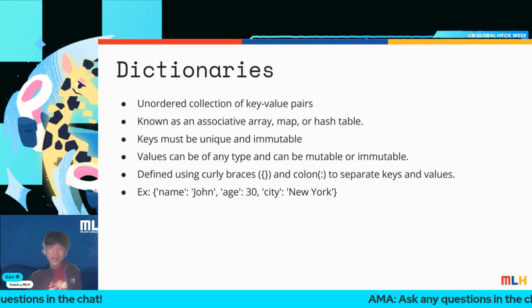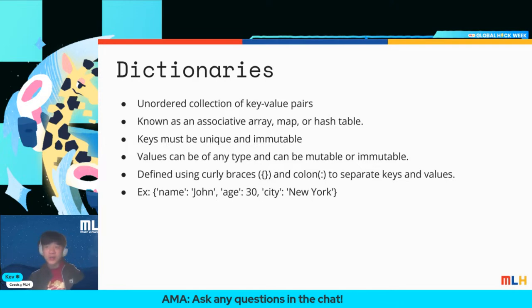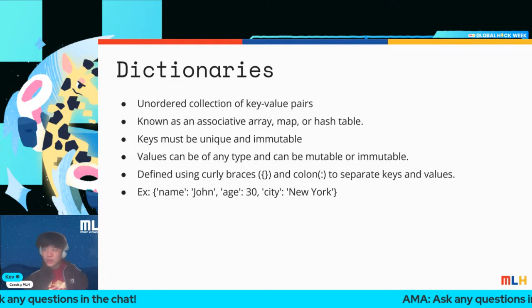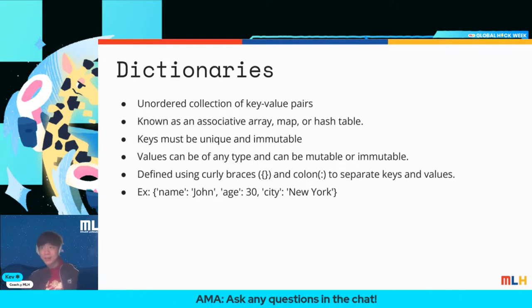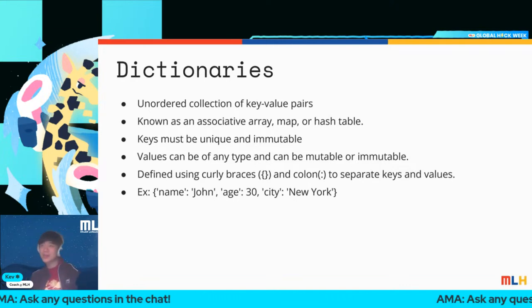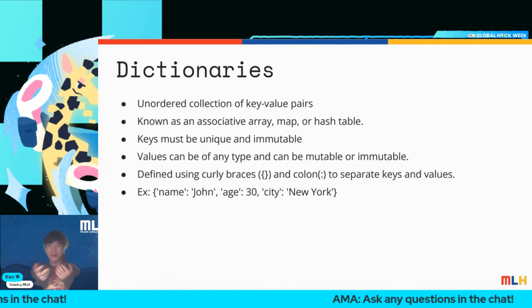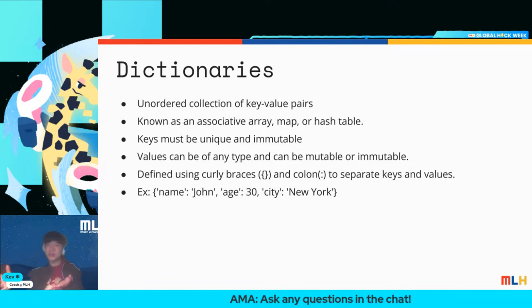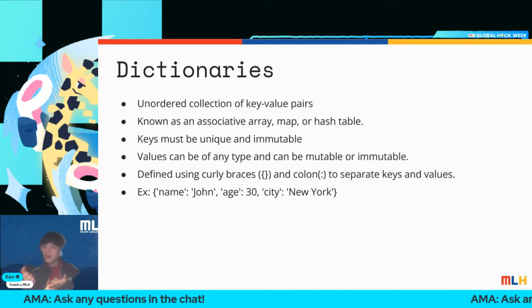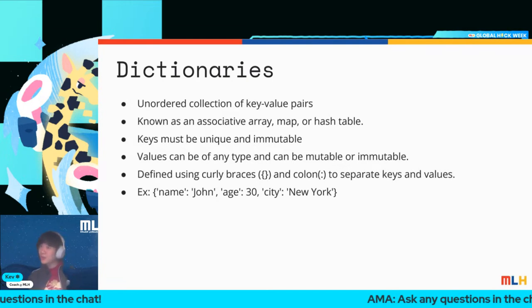We have what we call dictionaries. Dictionaries are generally unordered collections of key value pairs. The keyword here is key value pairs. In other languages, this might be known as an associative array, a map, or a hash table. In Python, we just call them dictionary, because if you open a dictionary, right, you have a word and it matches to a definition. So it's a key to value pair. The key is your word, your definition is your value. I'm going to go over what values are in a bit if you don't know what they are. If you do, that's great.